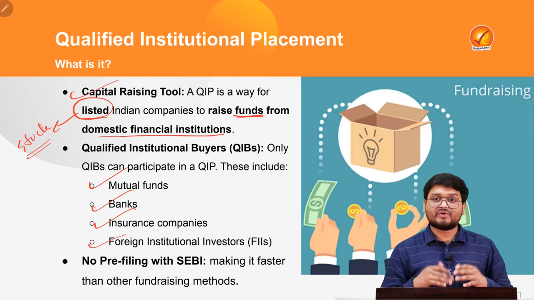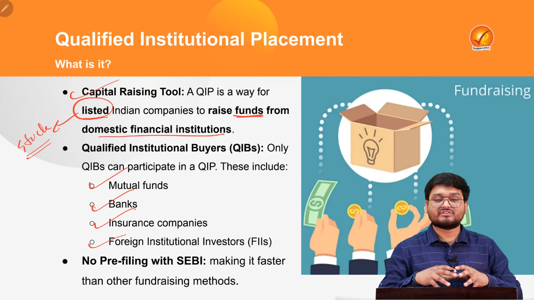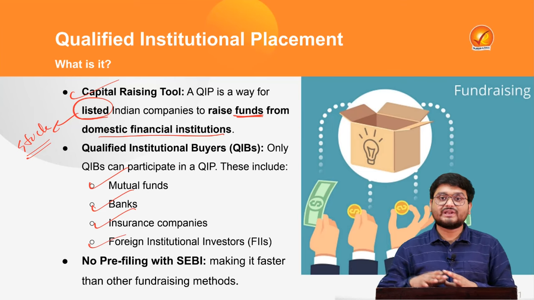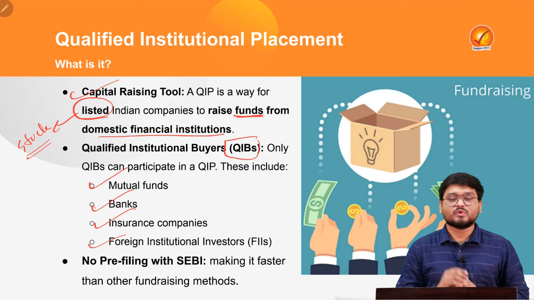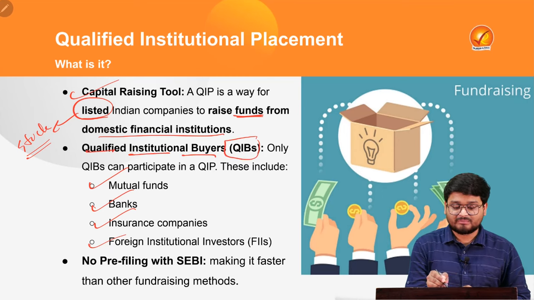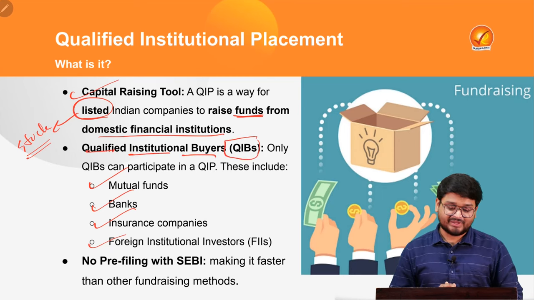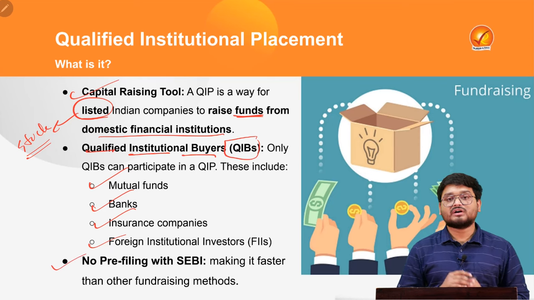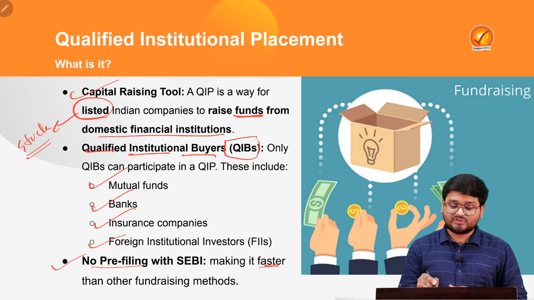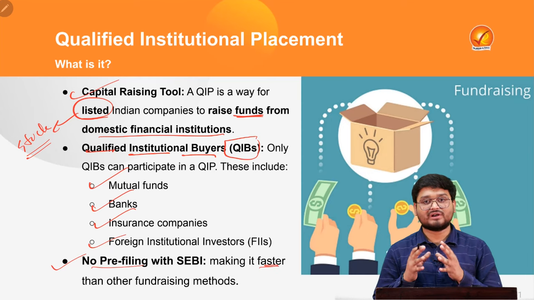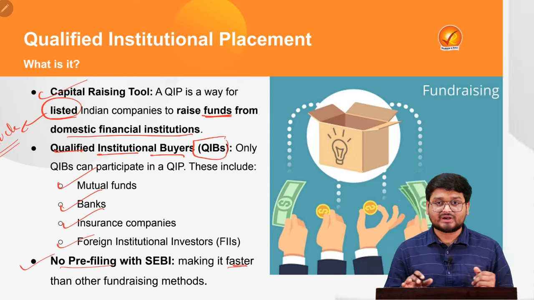So whenever they want to raise new money, they will not be issuing new shares, they will not be taking new loans, but they will be asking these people, who are known as qualified institutional buyers, to give them the new money. And for this, the company does not even need to do pre-filing with SEBI, right? And that is why it makes this kind of borrowing or lending very, very fast, right?